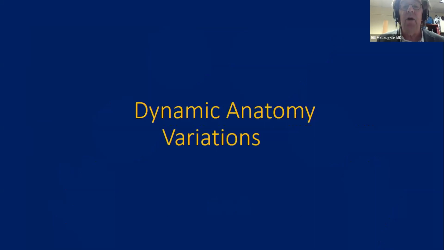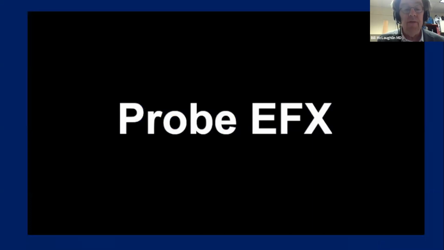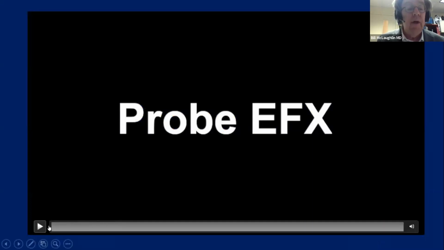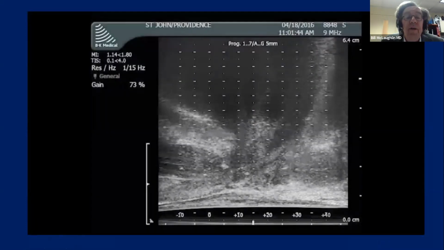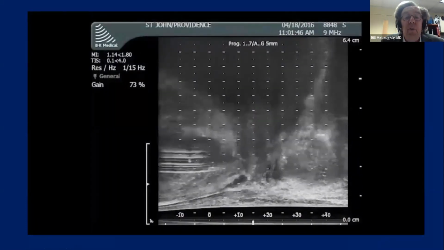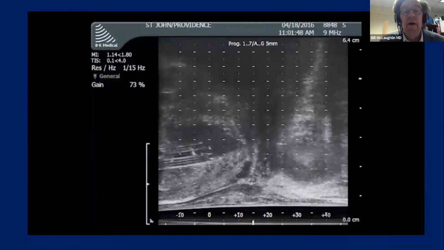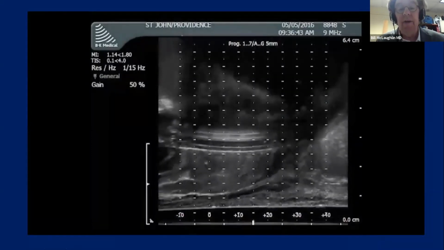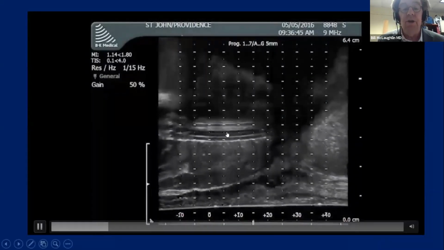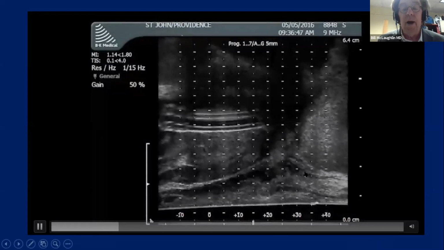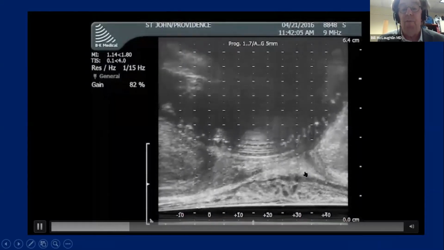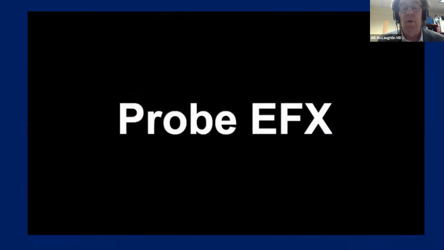Dynamic anatomy I'm going to go through rather quickly, even though it's the most interesting. I'm going to play this video to show you what happens when you start putting needles and probes into the prostate. This first part is probe. All we're doing here is this is the prostate. It looks like the prostate is rising from the floor of the ocean. But all we're doing is dropping the probe. It changes the shape of the prostate just by moving the probe around.